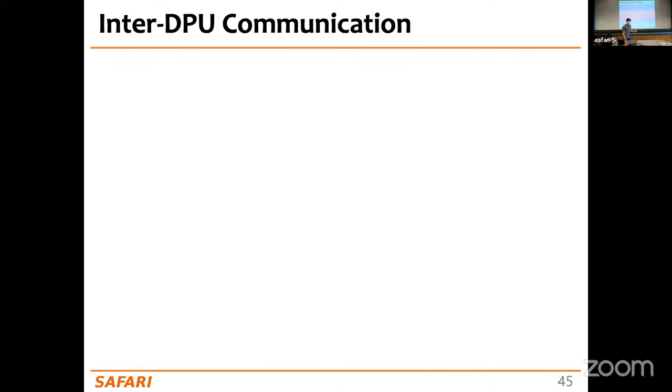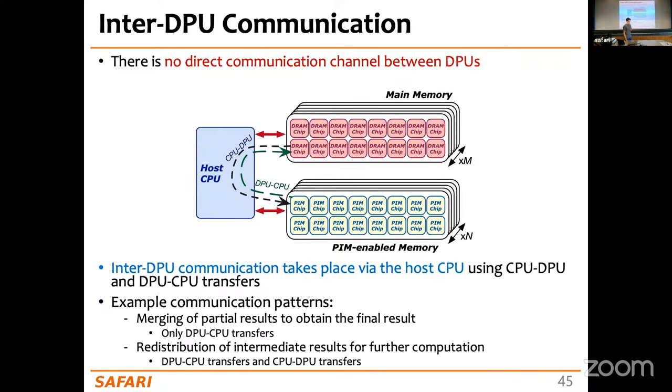Great. Why is it important to understand these transfers? Not only because we need to use them to send the data to the DPUs and then get the results back, but also because we have to use them for inter-DPU communication. This is a natural limitation of the system: even inside the same chip, if you have multiple DPUs there, each DPU has only access, and exclusive access, to its own DRAM bank, but cannot access other DRAM banks in the system or even in the same chip, right?